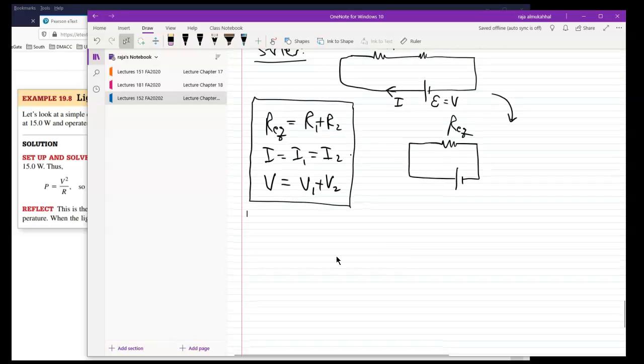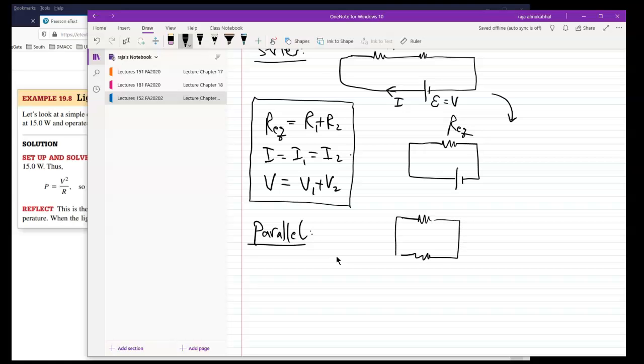For the parallel arrangement, I'm going to draw the same circuit, except in a parallel situation, like that. And here is my EMF, and let me use the same polarity, like that. And that is the EMF.